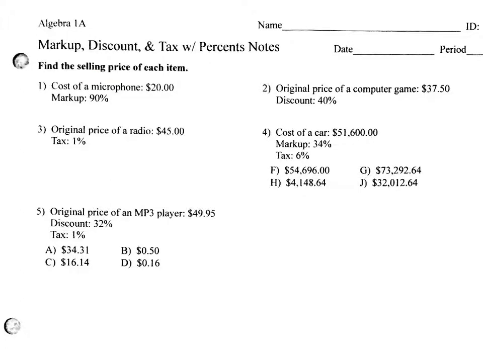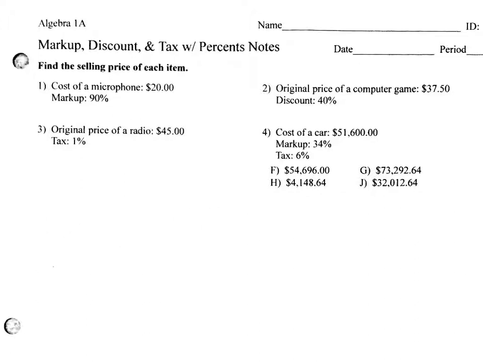Okay, let's take problem number 3. Okay, so we have tax. Now, you notice tax is a lot less, 1%. We wish tax was that low around here, but anyway. So the original price, so we take our percent, change it to a decimal, 0.01, because remember you move it 2 places to the left, times our original, which is 45.